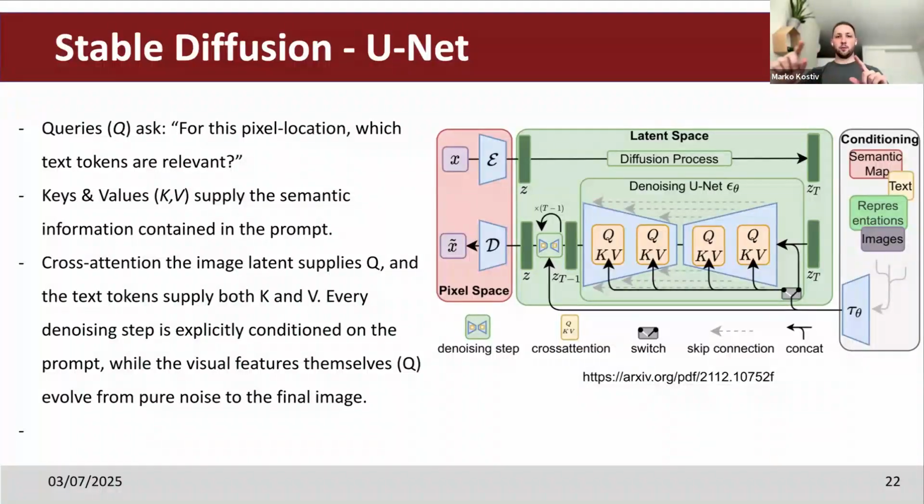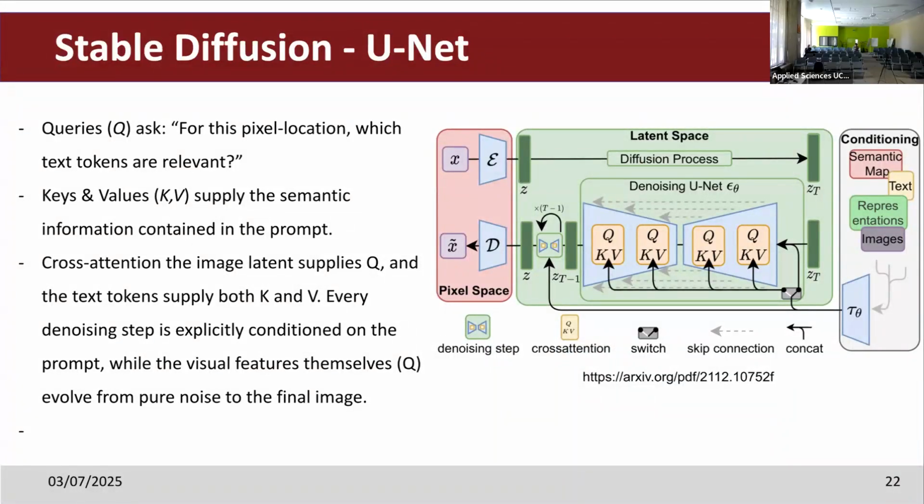So you are trying to match the queries, which is like, in this pixel, what type of text do I need to generate? What does this have to be relevant to? So does that answer the question?